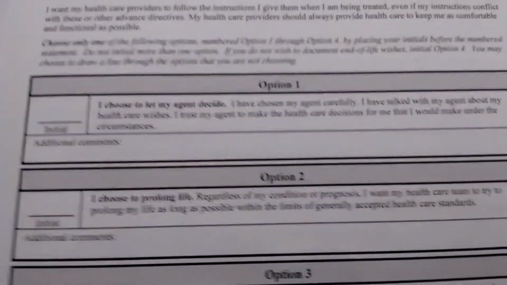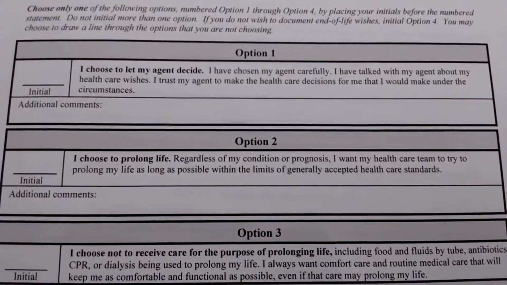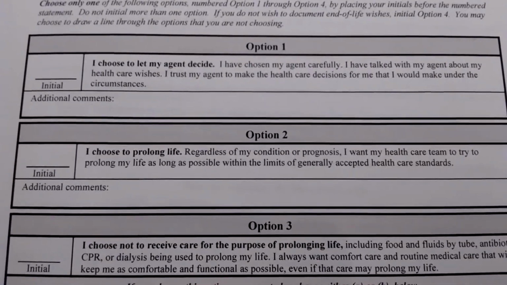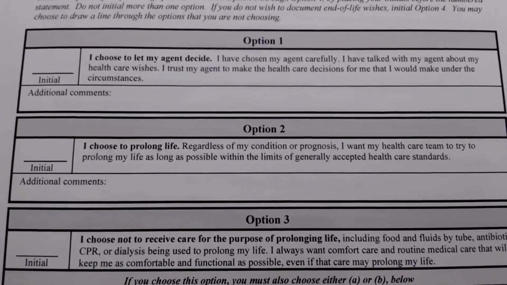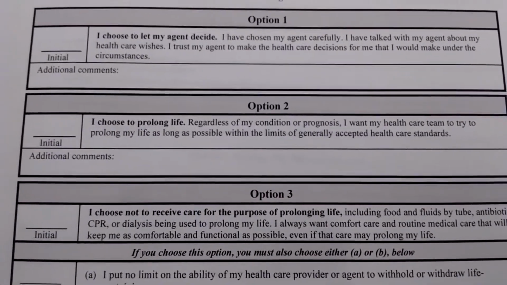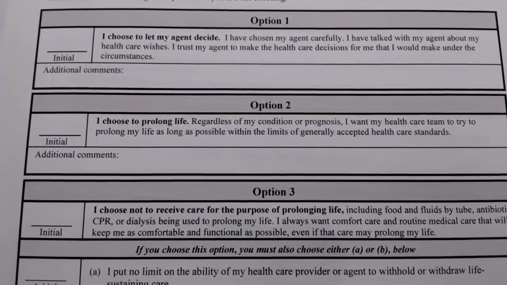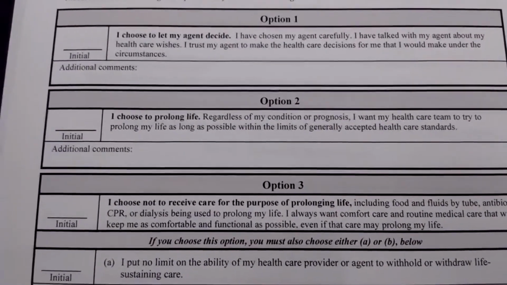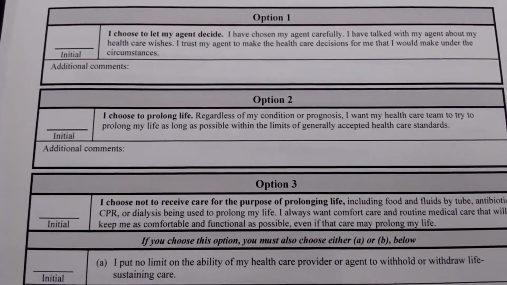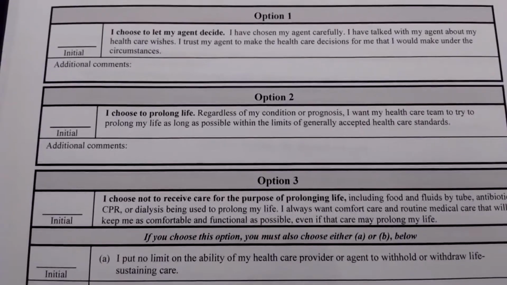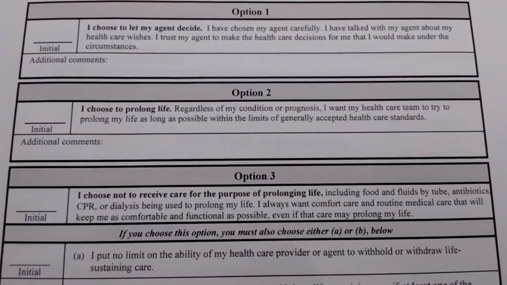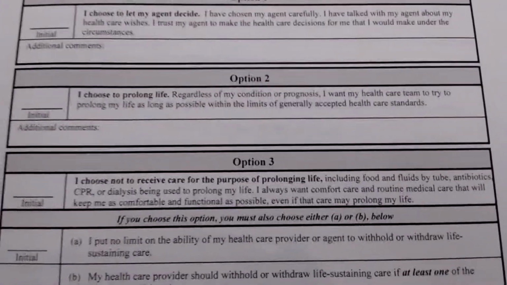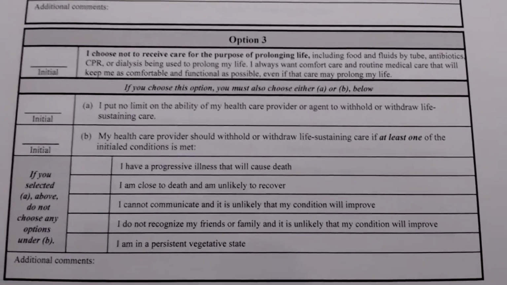Now, these other 3 options, option 1 lets your agent decide, and that says you have chosen your agent carefully and you have talked with them about your healthcare wishes and you trust them to make those decisions for you. Option 2 is that you want to prolong your life regardless of any prognosis, and it does limit that prolonging to anything that is acceptable within the limits of healthcare standards. So this isn't keep you alive at all costs, but just to the extent that is acceptable under generally accepted healthcare standards.